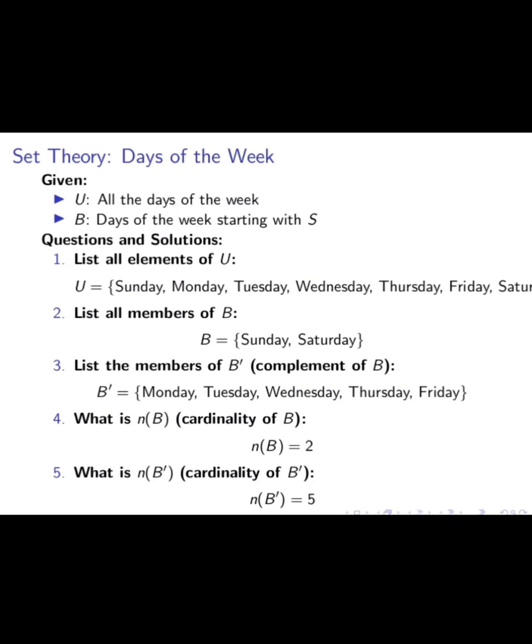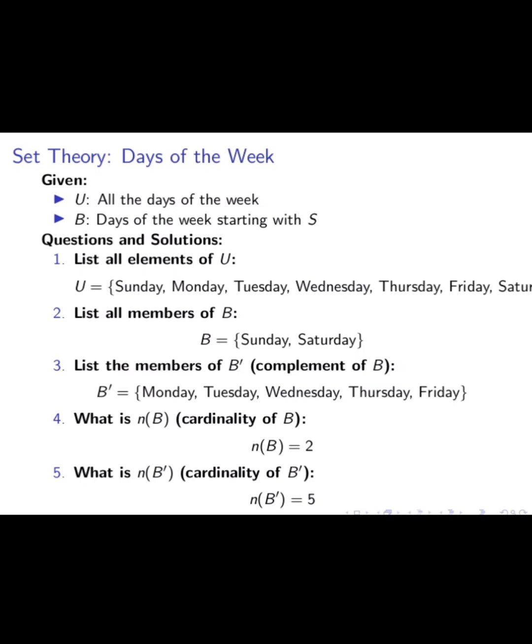So, our first question, specifically for MLS department, is we have U equals to all of the days of the week, and B to be equals to days of the week starting with S. So everybody knows that we have 7 days in the week, which is already listed, and 2 days that start with S is only Saturday and Sunday. So list the members of B prime.